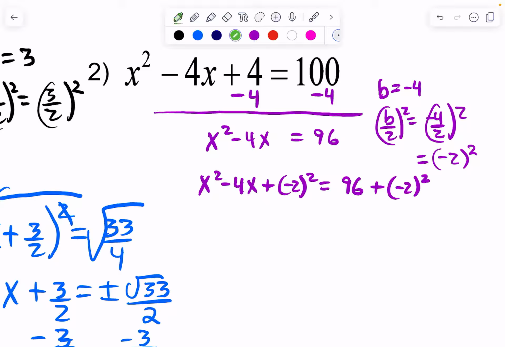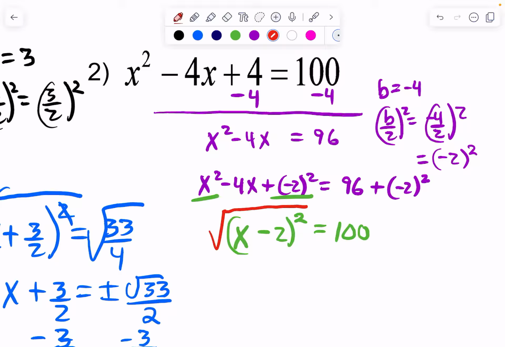And then I'm going to factor. So the square root of x squared is x. The square root of negative 2 squared is negative 2. Square that binomial, complete the square. And then 96 plus negative 2 squared, that's 96 plus 4 equals 100. I'm going to go ahead and cancel out that power of 2 by square rooting both sides. Eliminating the power of 2, I've got x minus 2 equals plus or minus 10.